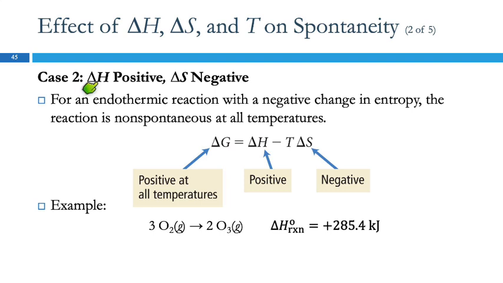If we have delta H being positive, an endothermic reaction, so energy is coming in, and delta S is negative, we have a negative change in entropy for the system. This is going to be non-spontaneous at all temperatures.